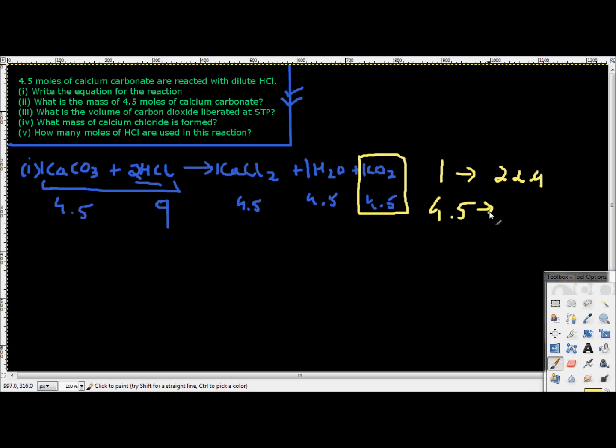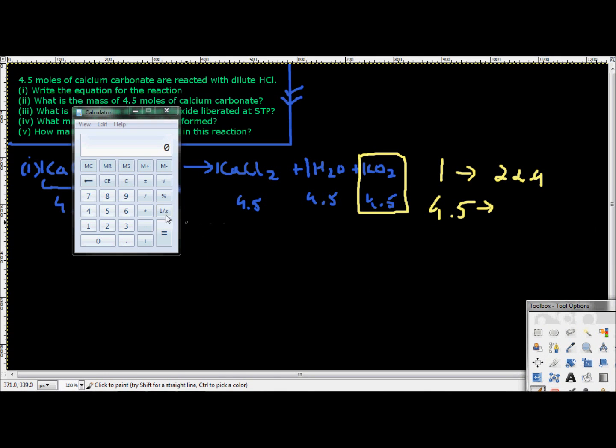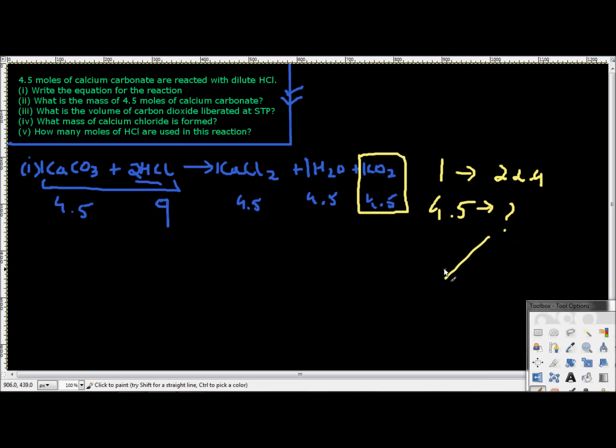Now to save time, I'm going to get out the calculator. So we do 4.5 into 22.4, so we get 100.8. So here we get 100.8 liters, and that's our answer. So that is the third part done as well.